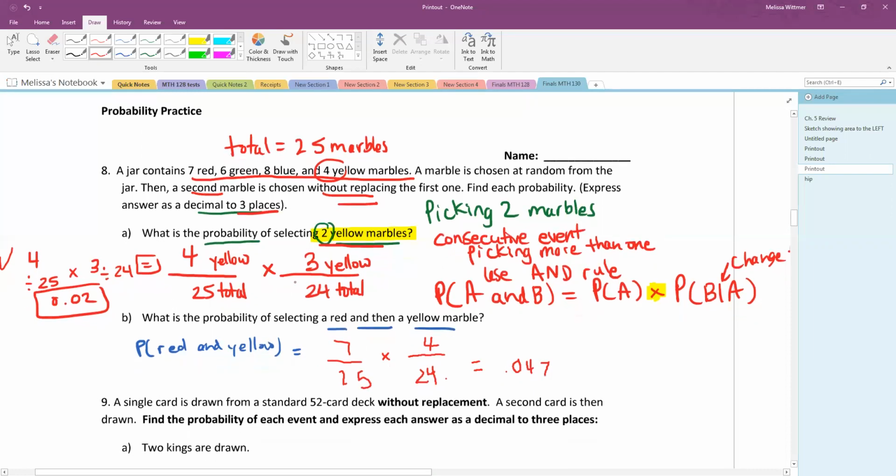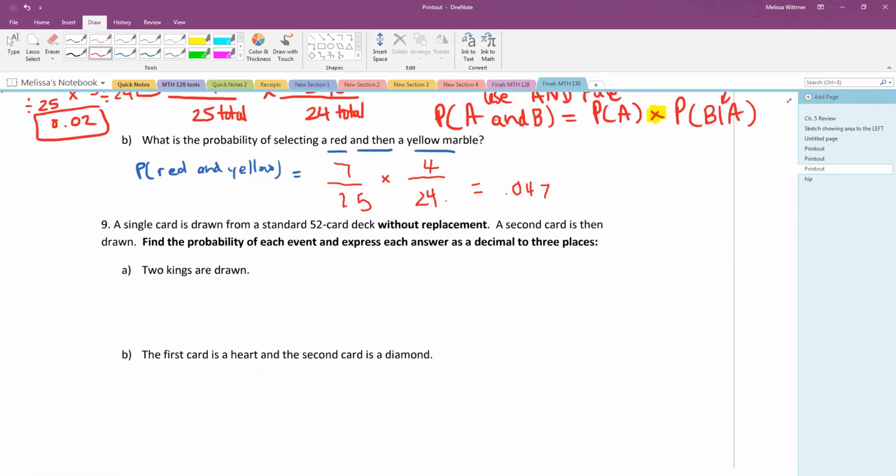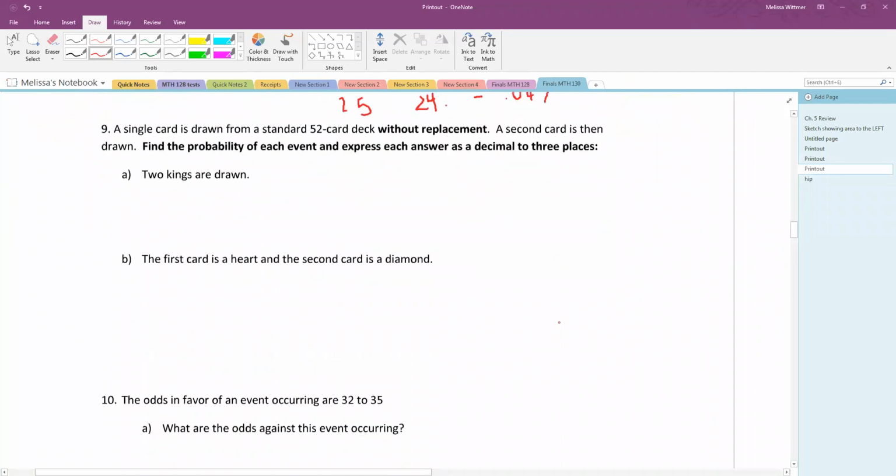Okay, so any questions on those two? I'll try one more thing here, try to unplug and plug back in, if that helps. Okay, so no questions yet. Okay, so let's keep moving on.